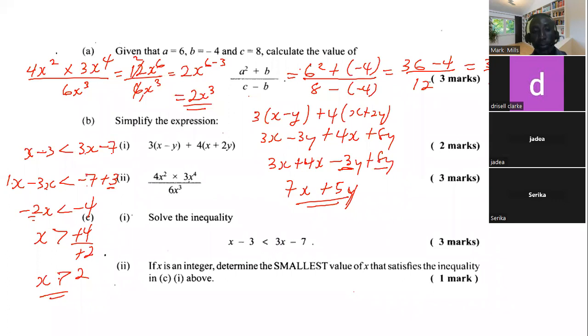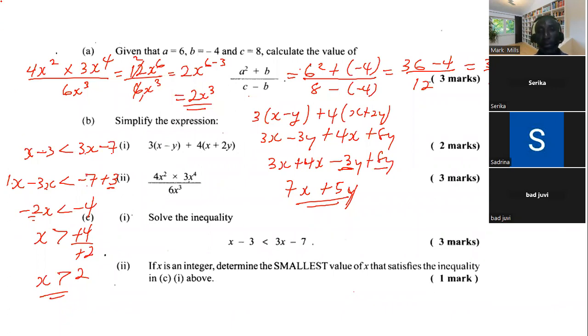Sir, but I don't understand how you get the negative 2x. Because 1x minus 3x. What is 1 minus 3? 2. No, 1 minus 3 is not 2. Negative 2. Negative 2. Thank you. So that's how you got the negative 2. You get it now?